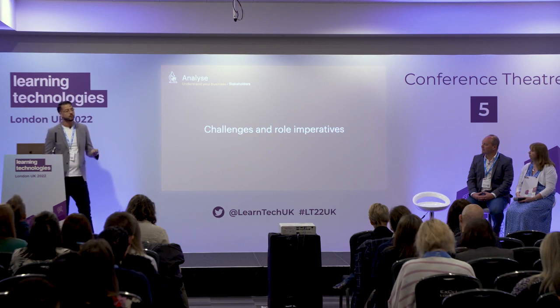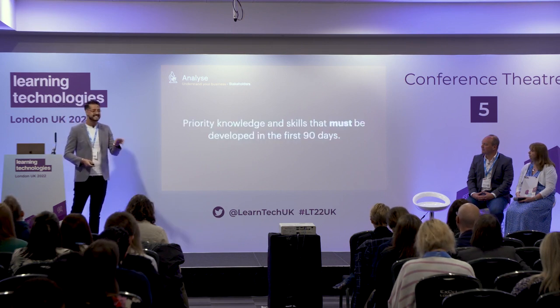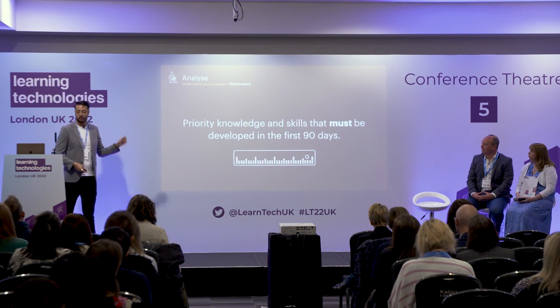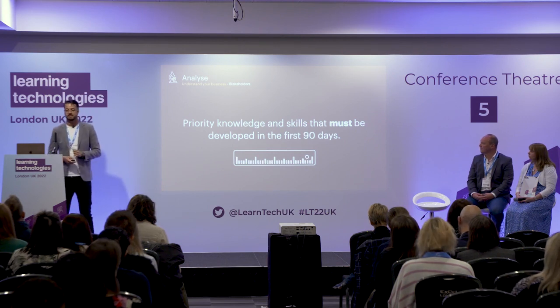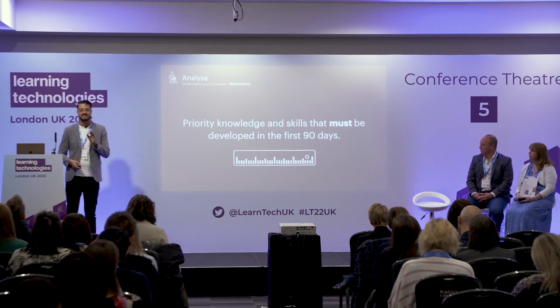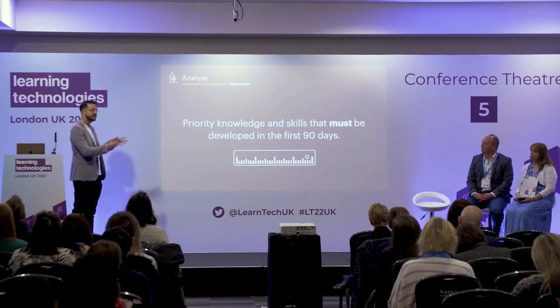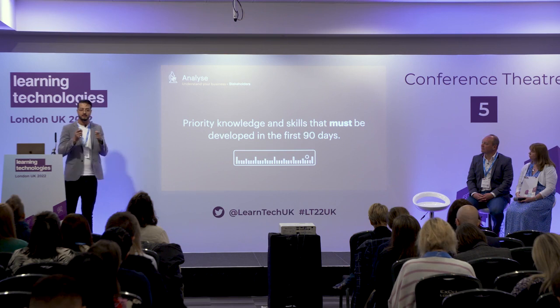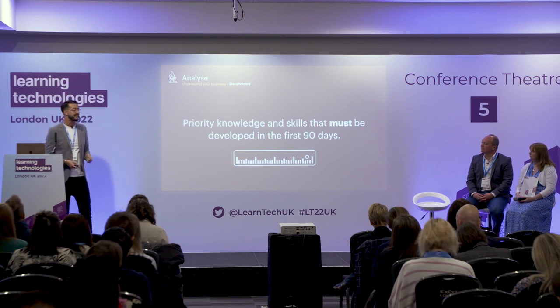Role imperatives, what do I mean? I mean, sit down with them and identify the priority knowledge and skills that must be developed in the first 90 days. Make sure it's measurable. We want to talk about impact and progress, where we started and where we are. Get this question out there. Do it early and make sure we can understand how much we've moved.